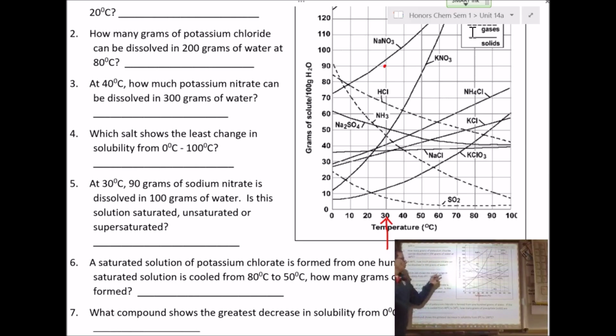So what is the answer for this one? Unsaturated. Because we can dissolve, looks like maybe 3 or 4 more grams. Probably not 5 more, but definitely there's room. If we add some more crystals, it would dissolve. So in that case, it would be unsaturated. Okay. Let's do one more.